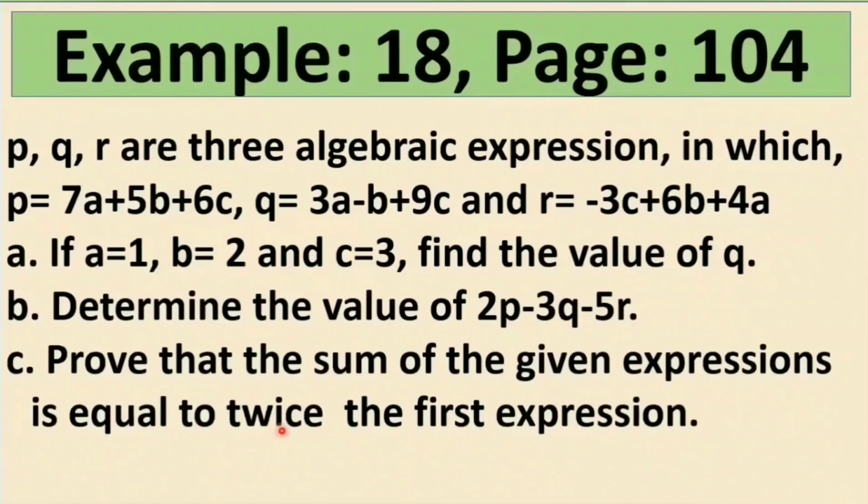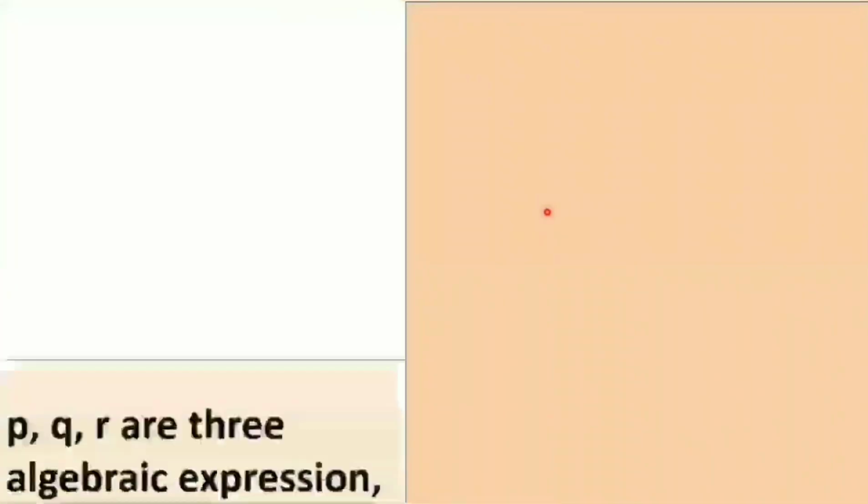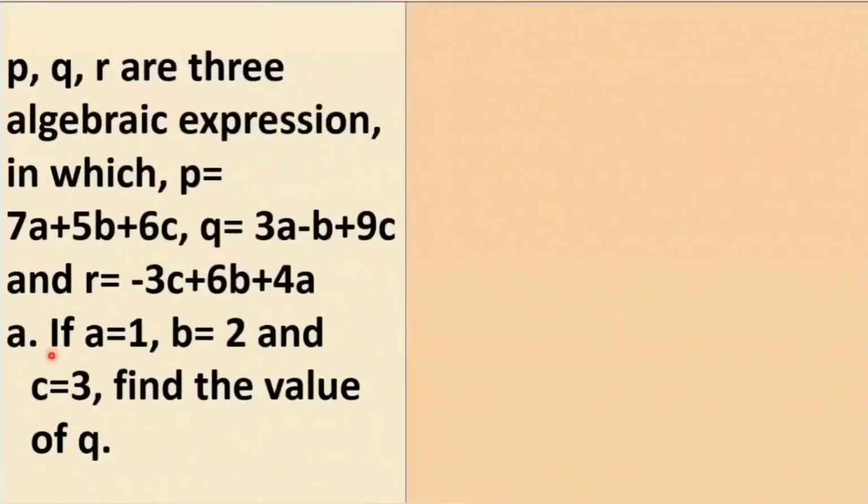And in C, you have to prove that the sum of the given expressions is equal to twice the first expression. That is, here there are three expressions given. You have to do the sum of all three expressions, and the result that comes will be equal to twice the first expression. See here, the first expression is this one. If you multiply 2 with this first expression, the result and the result of the sum of these three expressions will be equal. Now let's go for the solution, as we will be solving A first.